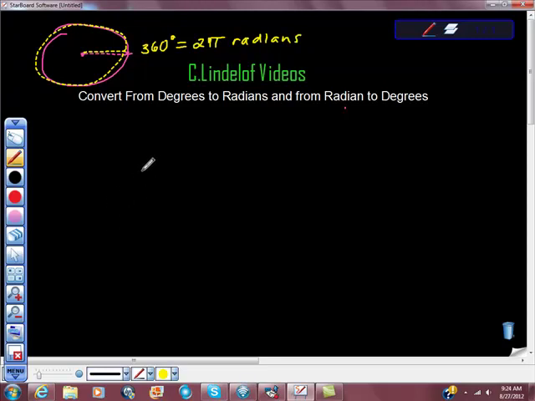So the first thing I'm going to do is set this up, and I'm going to say that 360 degrees is equal to 2 pi radians. So we have our two measurement units here. We have unit degrees here. We have unit radians here. In trigonometry, we're going to use radians more than we're going to use degrees by far. So we need to kind of get this thing put away.